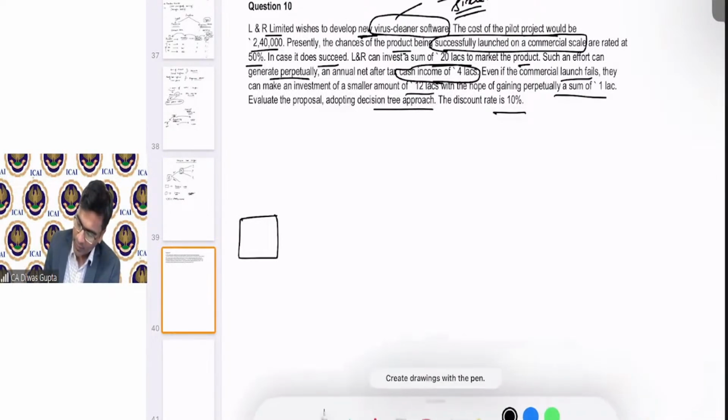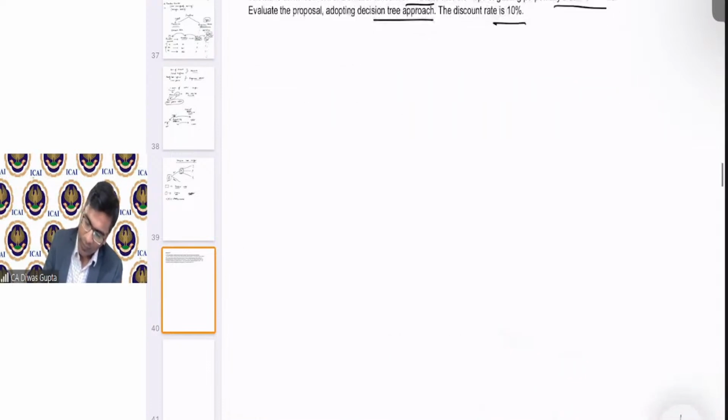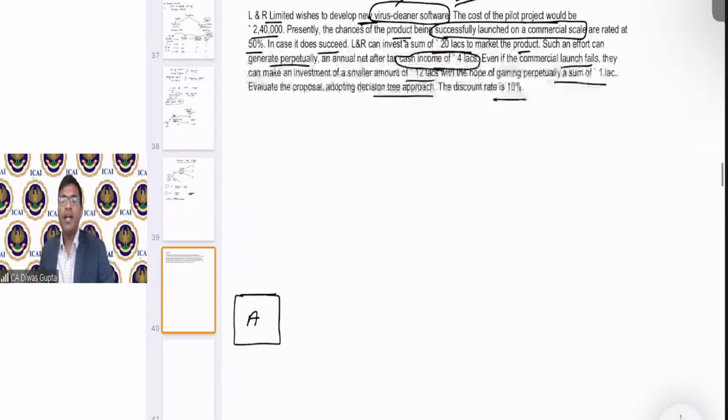Let me put it a bit down. So let's keep in mind what all things have been given to us in the question. First of all, we are standing on A, which is a decision node. What is that decision? The decision is whether to do the pilot or not. I'm starting from the very first step. What is the first step? Whether to do the pilot or not. So there will be two decisions.